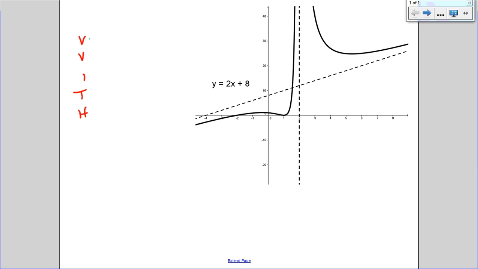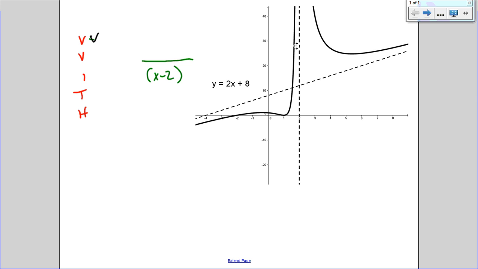VIVID, which each one represents something that we're going to have to find on the graph. So the first V is the vertical asymptotes. So we look at our graph, there's only one at x equals 2. So we're going to put an x minus 2 in the denominator to force it to have that undefined value at x equals 2.